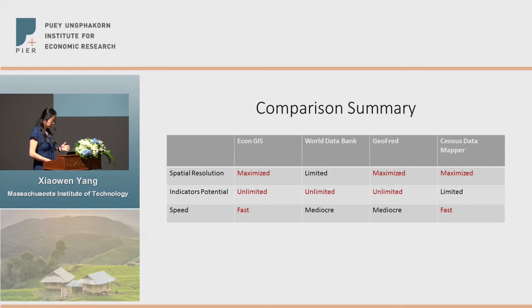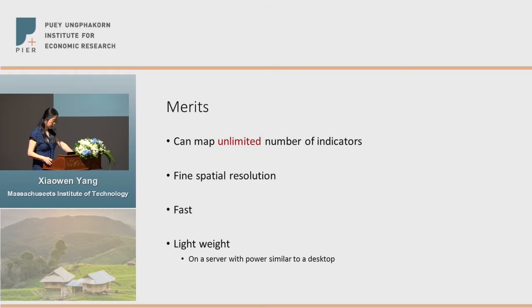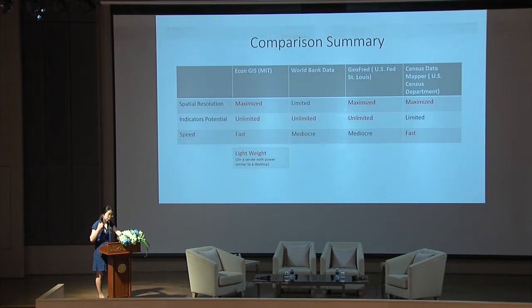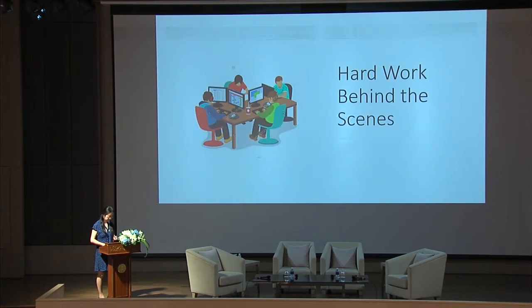And we are not so sure what the server is behind the other 3 websites. But for us, we know we are very light. We actually did everything for the 3 countries on 1 server, which is similar to a desktop. The reason it's so important is that it will be easy to maintain, and it's also easier for us to distribute a mirror website to our collaborators.